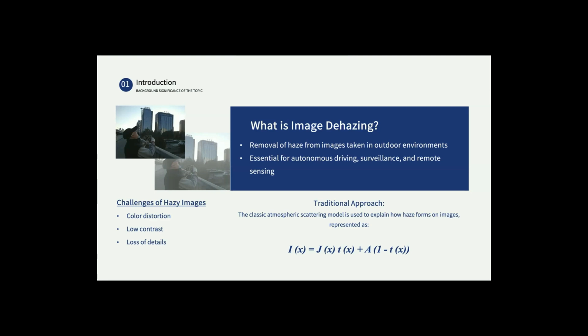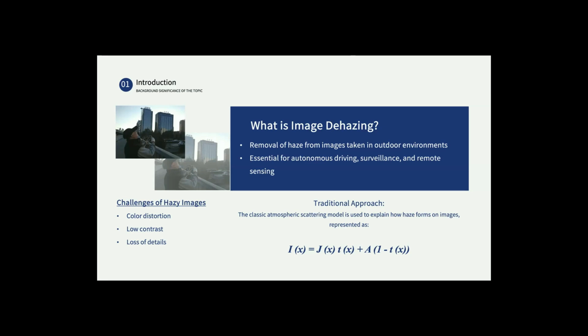Hazy images are typically characterized by three issues. Number one, we have the color distortion. Number two, we have low light, low contrast, and loss of details. And one of the most common ways we can model this problem is through the atmospheric scattering model, which is formulated as I(x) is equal to J(x)t(x) plus A(1 minus t(x)).